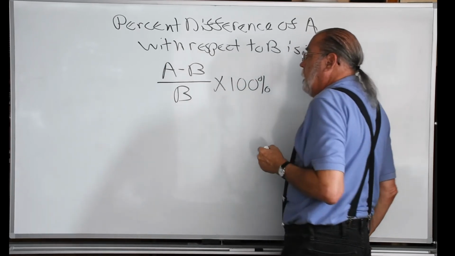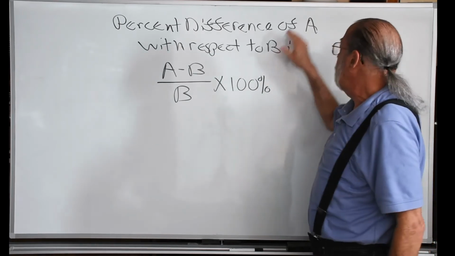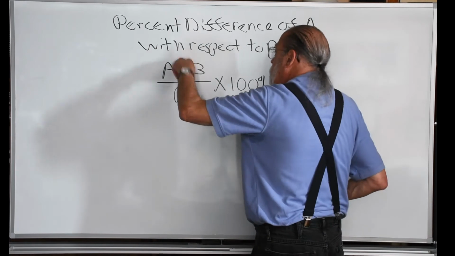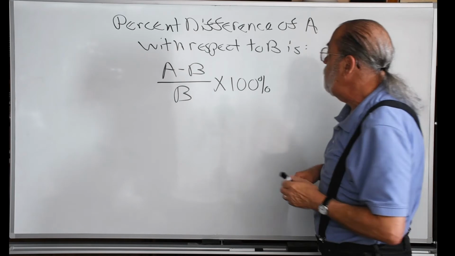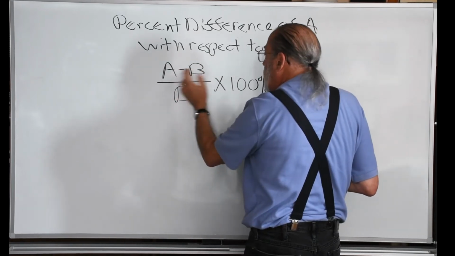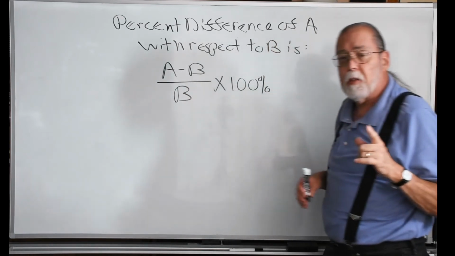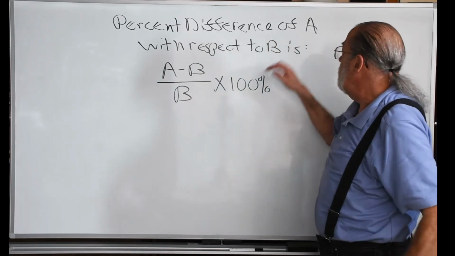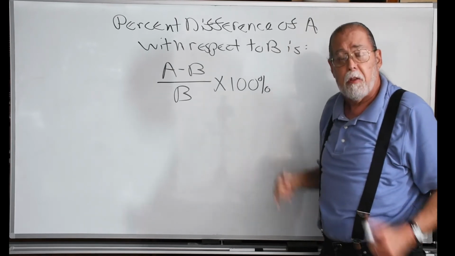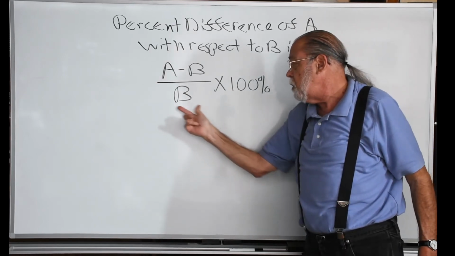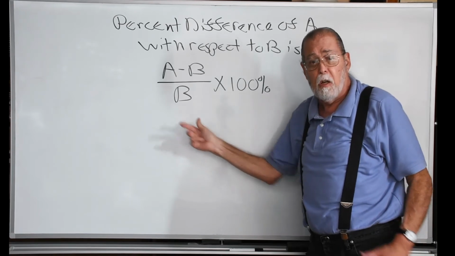If you want the deviation of B with respect to A, you flip this and change this to A. So the deviation of B with respect to A would be B minus A over A. It makes a difference, and it's not the same. It turns out if A is 10% above B, B is not necessarily 10% below A. There's a slight difference because of the change in the variable down here in the denominator. So be very careful about that.